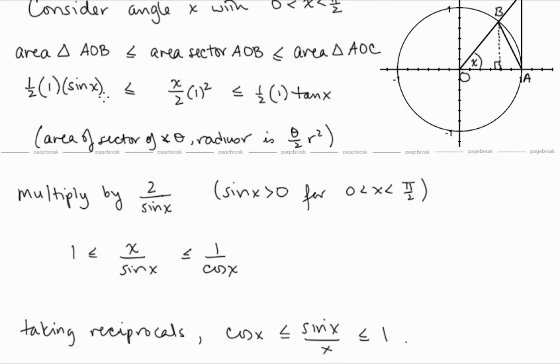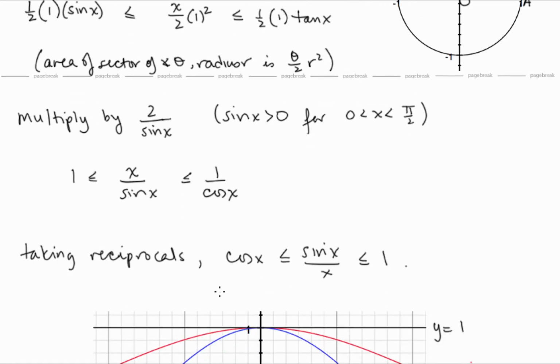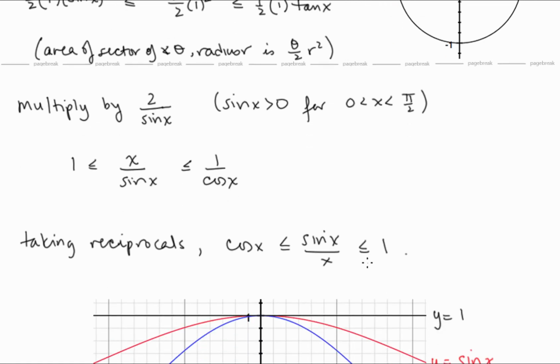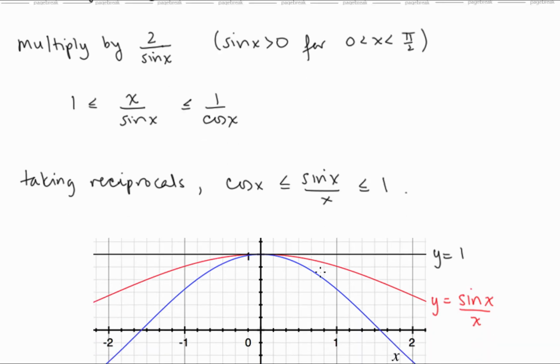And if we multiply this inequality by 2 over sine x, we know that sine x is positive for an x value between 0 and pi over 2, so we preserve the order of the inequality. And now taking reciprocals, we reverse the inequality signs, and that gives us the inequality we're looking for. Then we can apply the squeeze theorem to get that our limit is equal to 1 as x goes to 0.